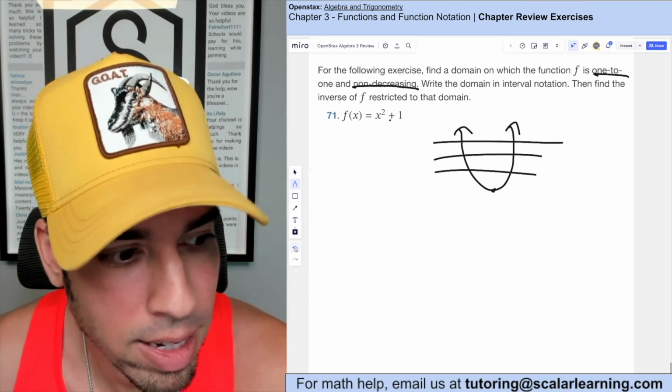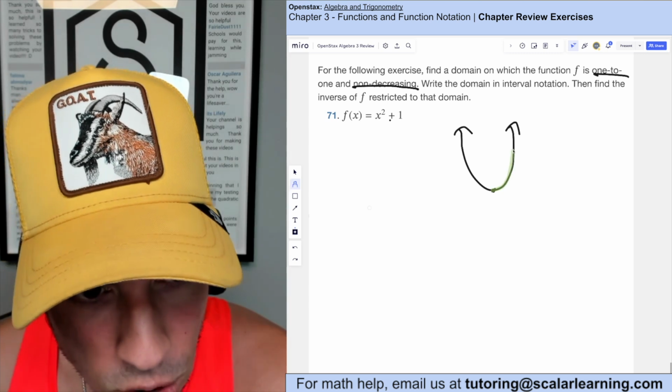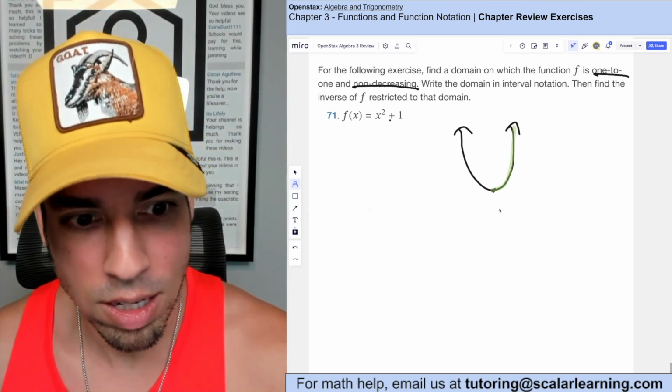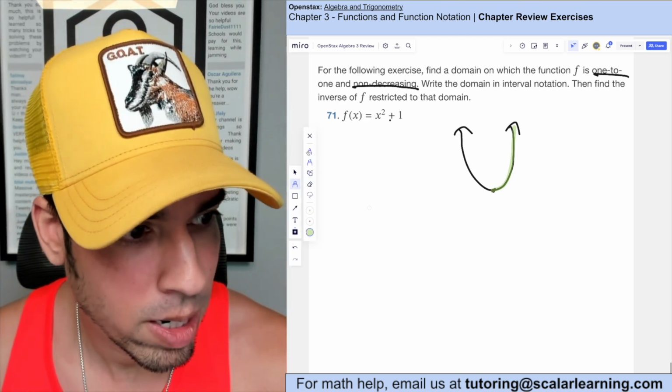So obviously, as is, it does not. But if we start at that vertex value and follow it to the right, that's going to be increasing, and it's going to be one-to-one. So we can restrict the domain as follows.